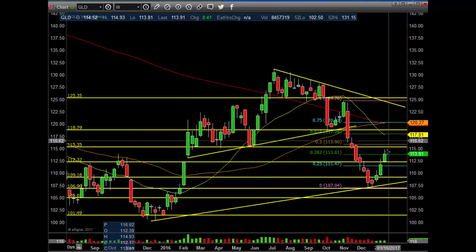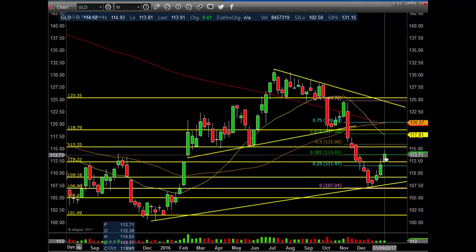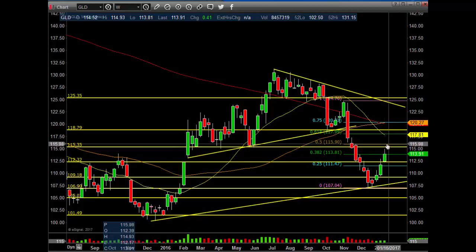Weekly, just a nice retrace. I'm still thinking possibly up in here, but we'll have to see how it goes on the weekly and where this one closes. If it closes above this green line tomorrow, I'd love to see 115 close above that, and then maybe more upside. So we'll keep an eye on the gold and all that stuff.